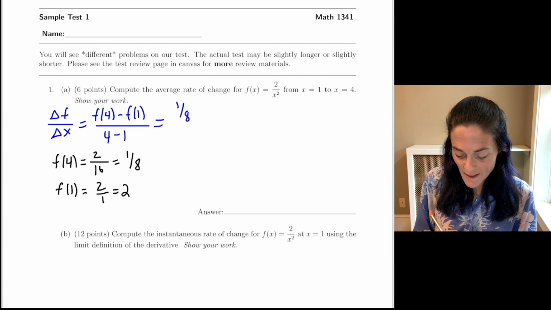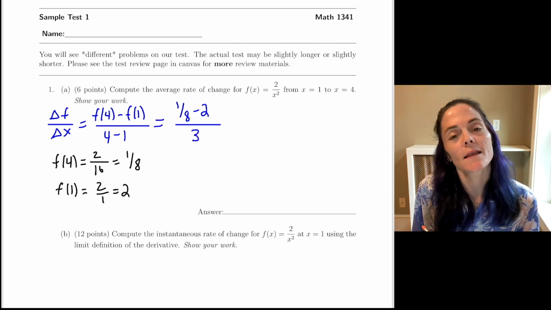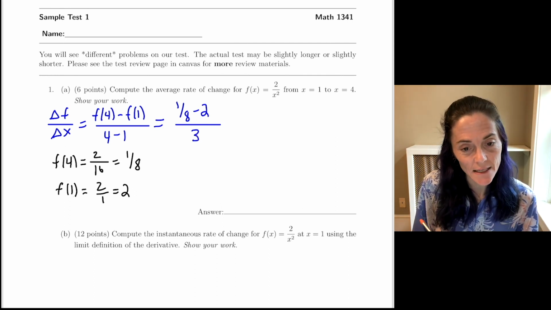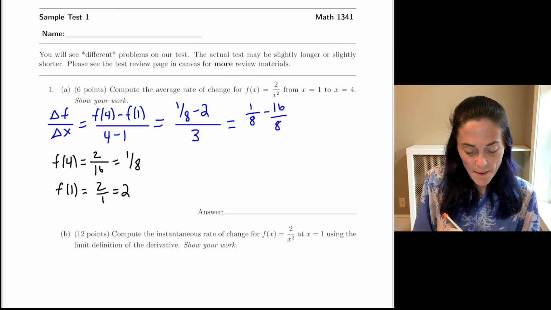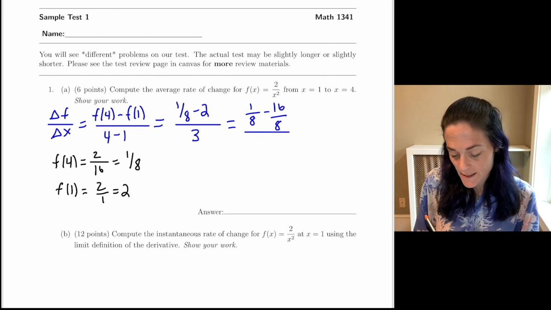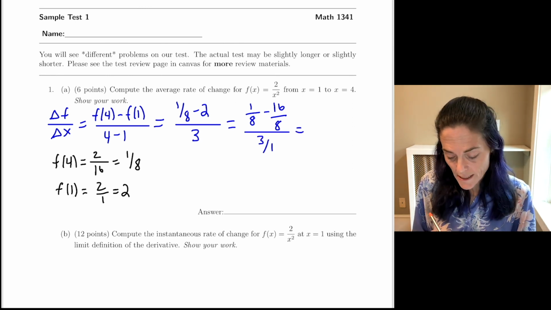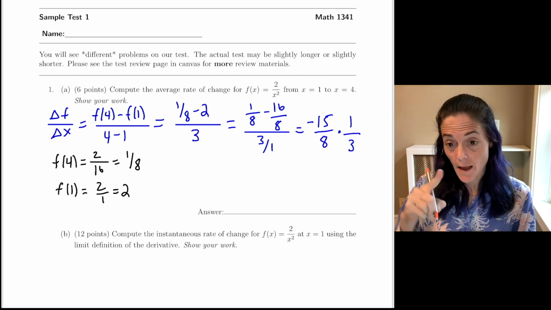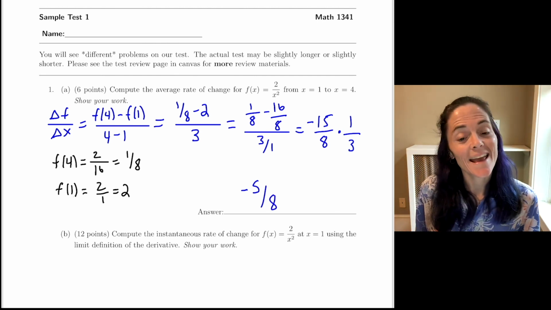We have 1 over 8 minus 2 divided by 3. We don't leave our answer like this. We need to write this as a simplified fraction. So you notice in my numerator, this is 1 over 8 minus 16 over 8. My denominator I can also write as a fraction, it's 3 divided by 1. This allows me to invert and multiply. So I have minus 15 over 8 times 1 over 3. Here we have our final answer, negative 5 over 8. Negative 5 over 8. This is 1A.